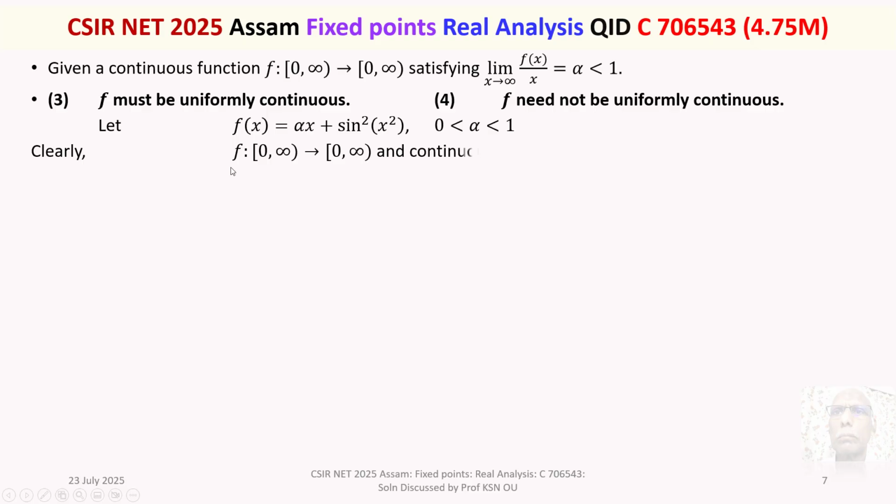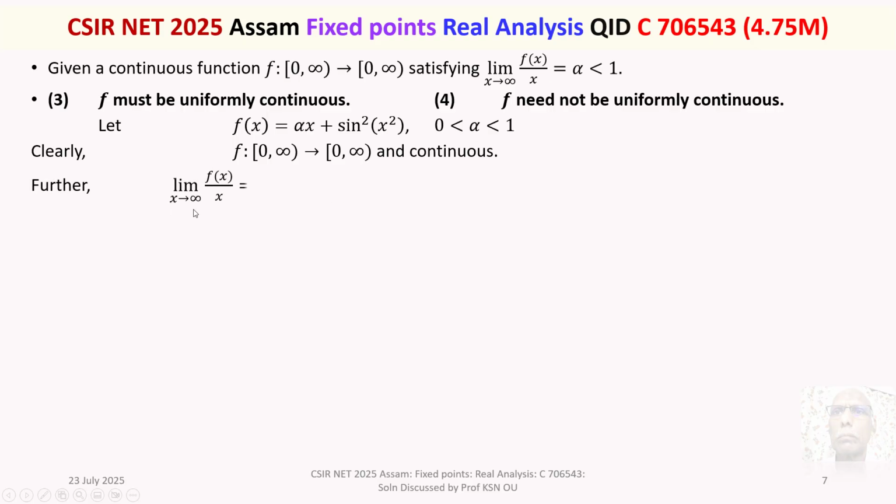Clearly, f maps the interval 0 to infinity to 0 to infinity, and it is continuous because alpha x is a polynomial, and sine square x square is continuous. The sum of two continuous functions is continuous. So what about this condition?